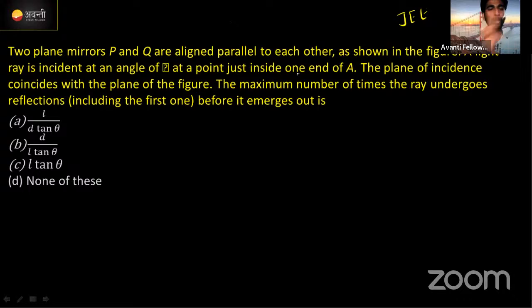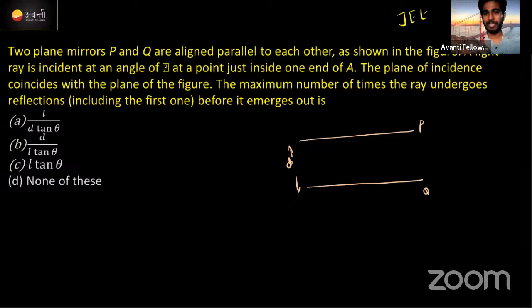What is the question? Two plane mirrors P and Q are aligned parallel to each other. As shown in the figure, they said, but the figure is not there here. I will draw the figure, no worries. The figure is like this. Two plane mirrors, named P and Q, are aligned parallel and separated by a distance. We can call this D.